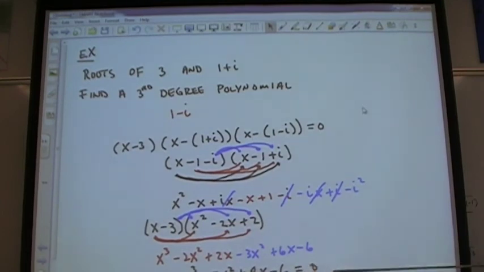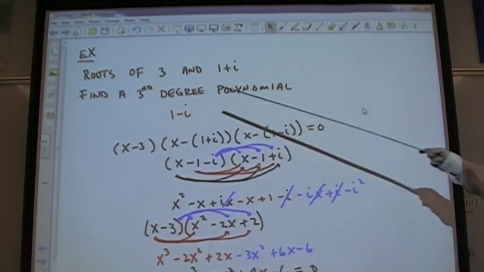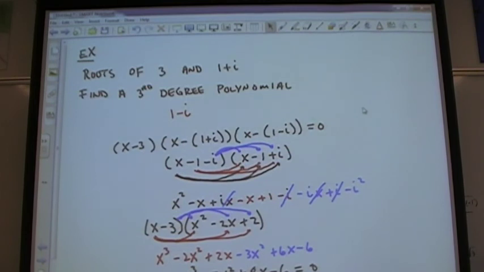Don't forget to set it equal to 0, because these are zeros, so it has to be set equal to 0. All right, question before we move on.